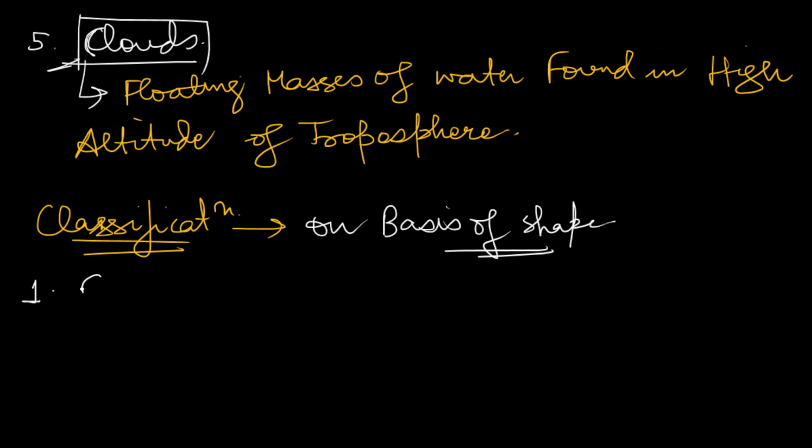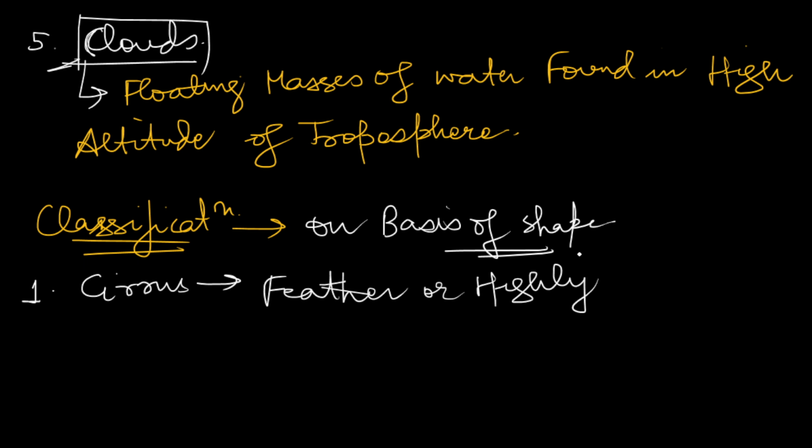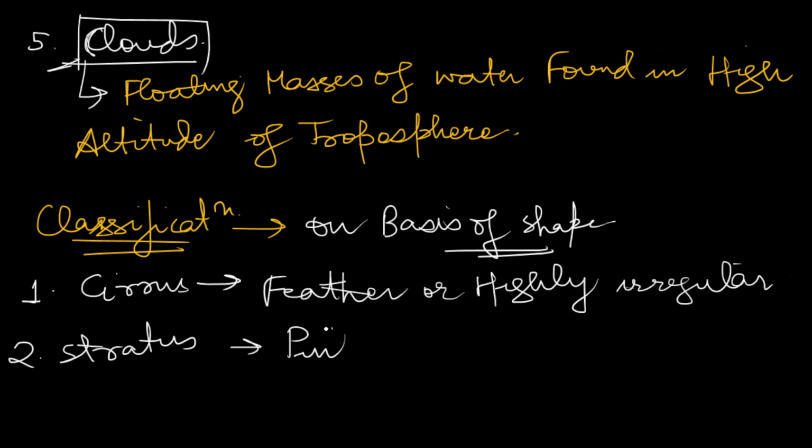On the basis of shape, we have certain kinds of clouds. First one is the cirrus clouds. These are feathery or highly irregular. Whenever you see feather-like shape or highly irregular clouds, they are cirrus. Secondly, we have stratus clouds. These are thin white sheets. Whenever you find a white sheet type of cloud, there are high chances that those are stratus clouds.